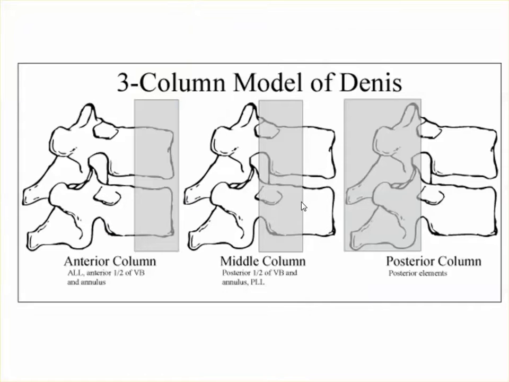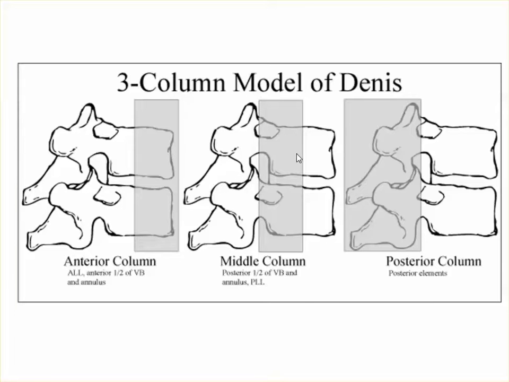So this is the three-column model of Denis that was, I think, 1983. So this is, who needs surgery? Somebody who has three columns of involvement needs surgery. So Denis broke the spine into different columns: the anterior column, the front column. So that's the most. Good morning. The anterior column is involved in what? Compression fractures, right? With just the front of the spine.